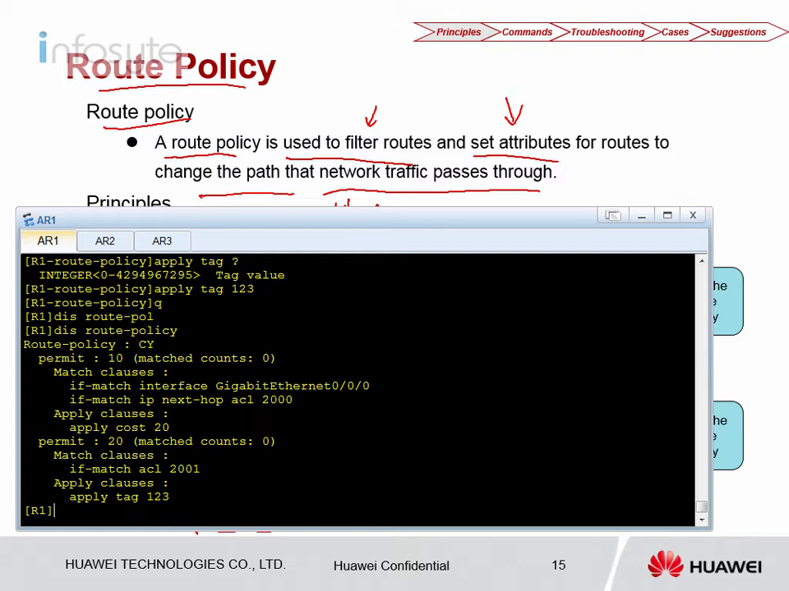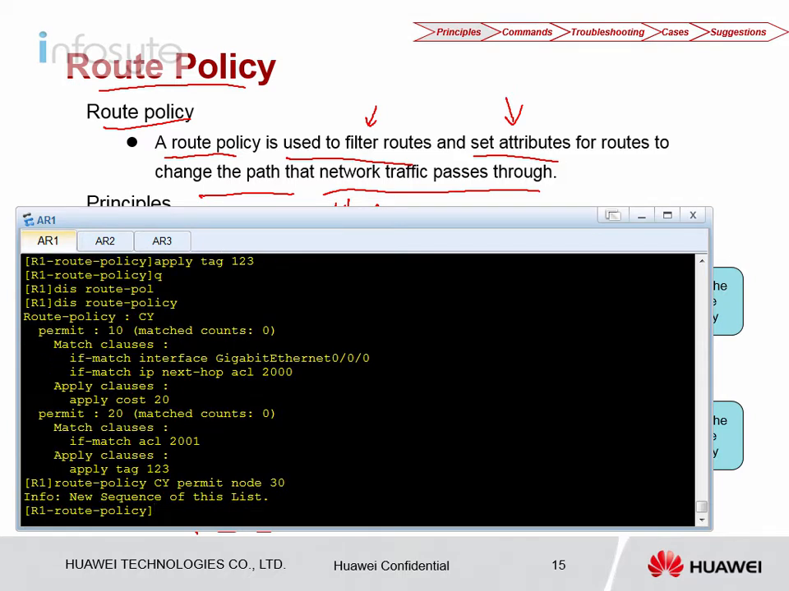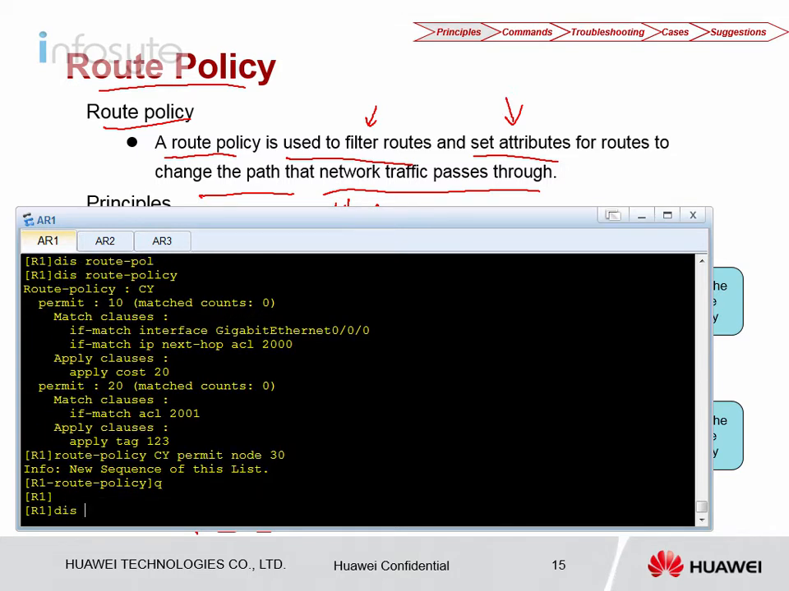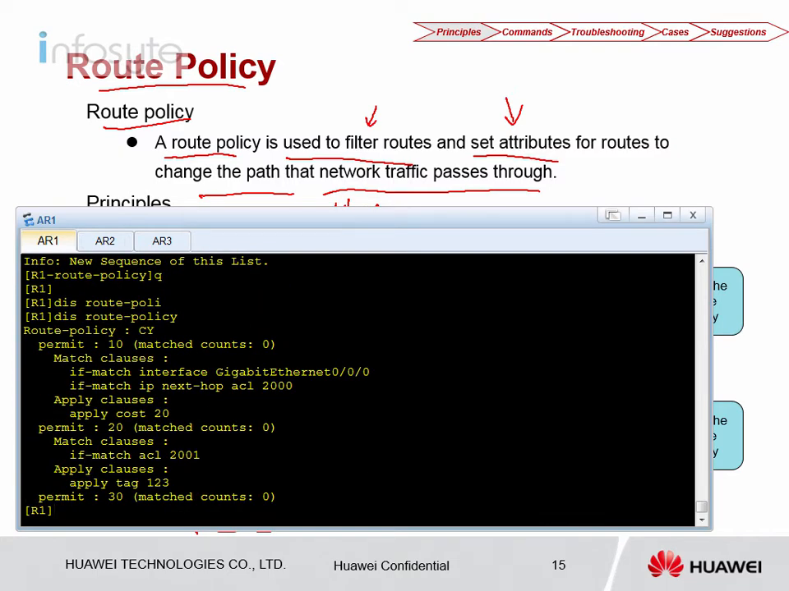Now, assuming you do not want that to happen, what you should do is create another policy with a node 30. This time it is a permit without any if-match condition or any apply. So if I do a display route-policy, you can see that I have three nodes.